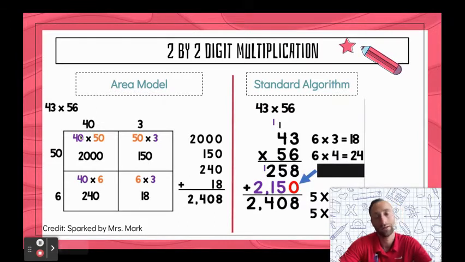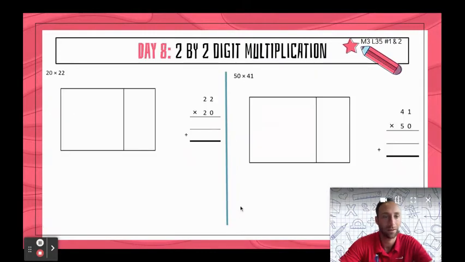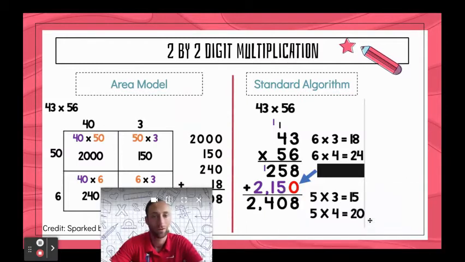Next I do 40 times 6. 1 zero, 4 times 6 is 24, and lastly I do 6 times 3, which is 18. Add them all up, I get 8 ones, 5 plus 4 is 9 tens, plus 1 ten is 10 tens, regroup, boom, 100 plus 100 is 200, 200 plus 200 is 400, and I have 2 thousands left over, making my answer 2,408.